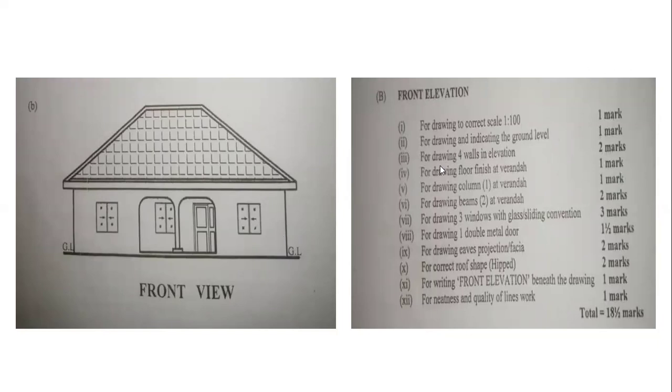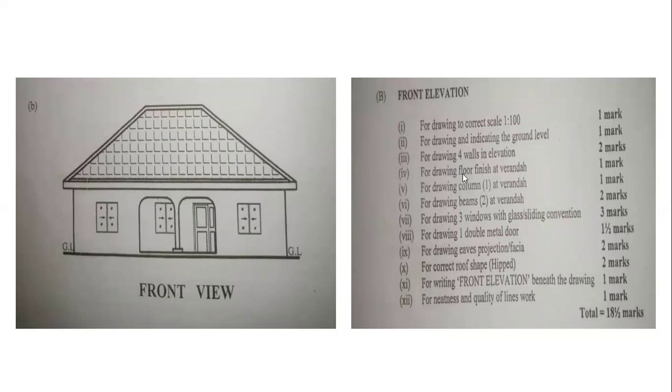Then for drawing 4 walls in elevation. So where do we have those 4 walls in elevation? We have this particular wall, this one here, this, and then this. So those are the 4 walls in elevation. 2 marks were awarded to that.